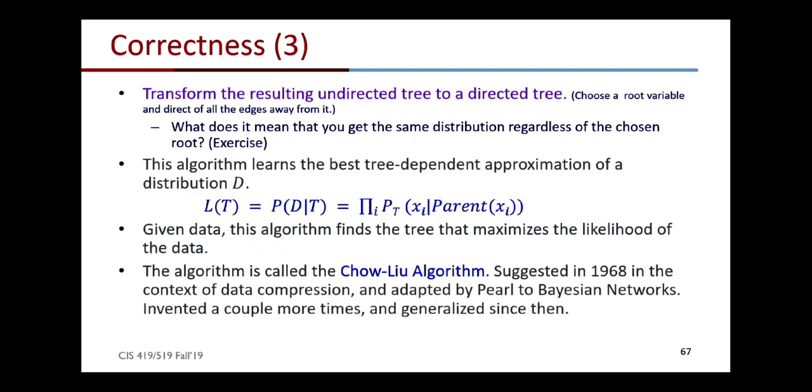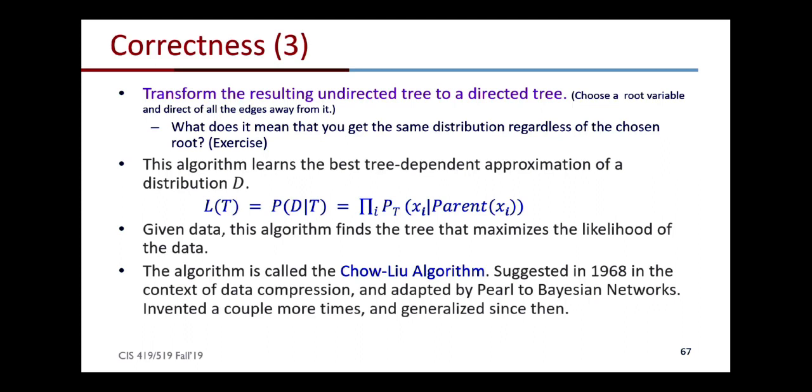Okay, so now some history. Or in fact, before that, let's talk a little bit about part 3. So part 3 is, we now have an undirected tree. We want to make it a directed tree. Once we have a directed tree, part 1 already told us how to make it a distribution. So I'm claiming that I can transform the resulting undirected tree to a directed tree just by choosing any variable to be a root, and directing everything away from it.